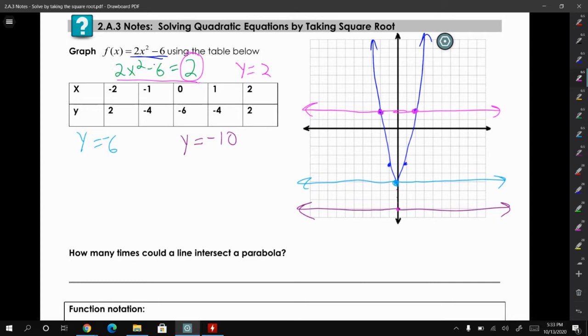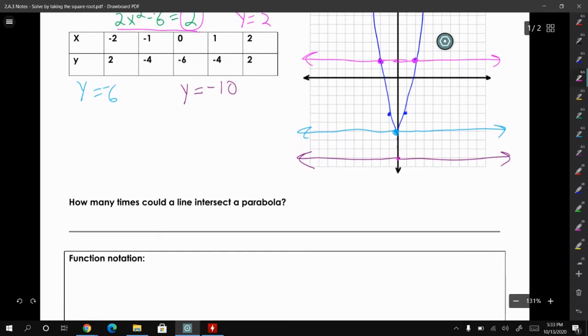So just like when we're solving linear equations, we have one solution. When we solve quadratic equations, we could have one solution, two solutions, or no solutions. So how many times could a line intersect a parabola? Well, it could intersect 0 times, 1 time, or 2 times. So we have to take all that into account when we solve quadratic equations.